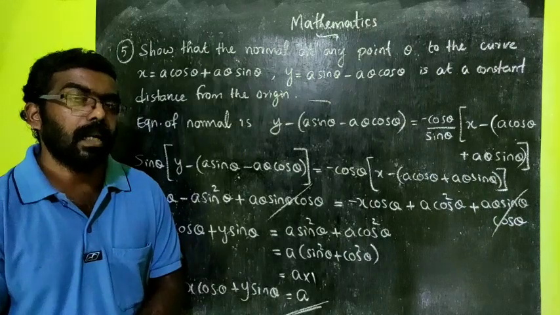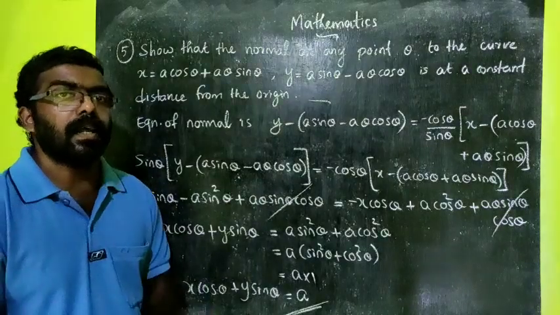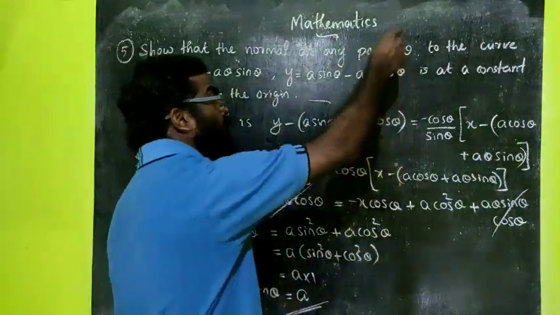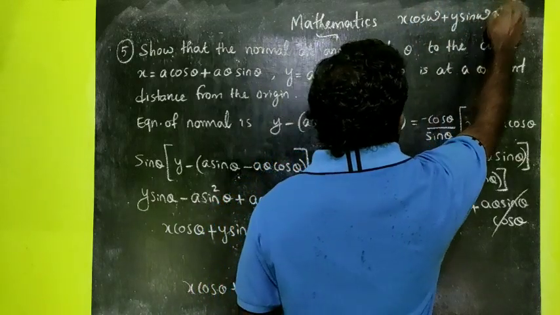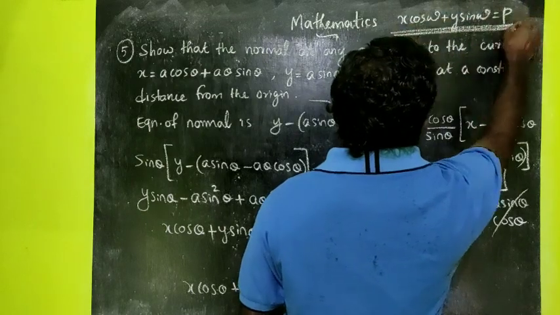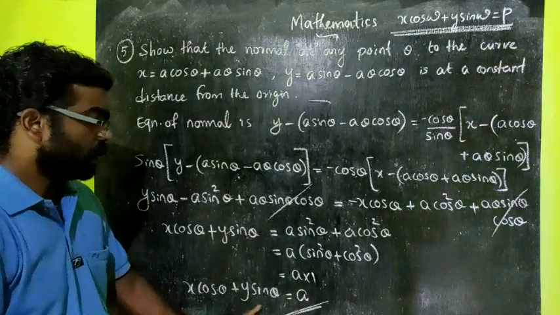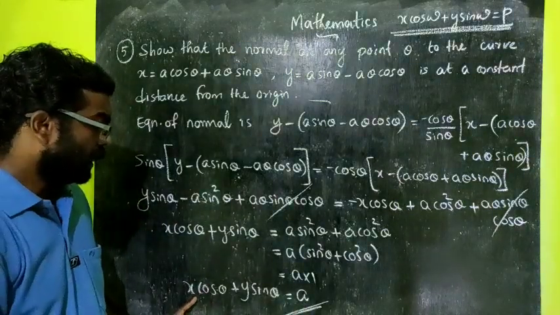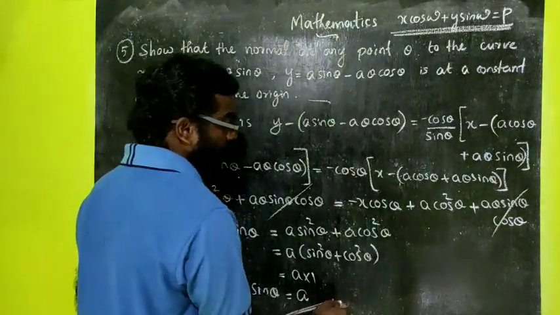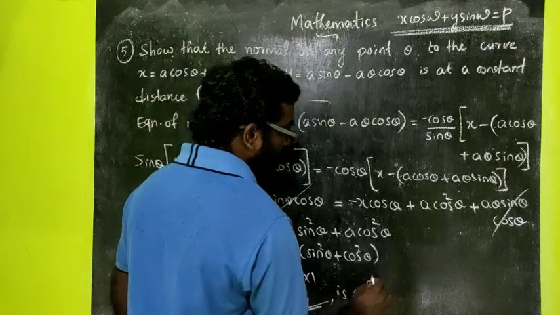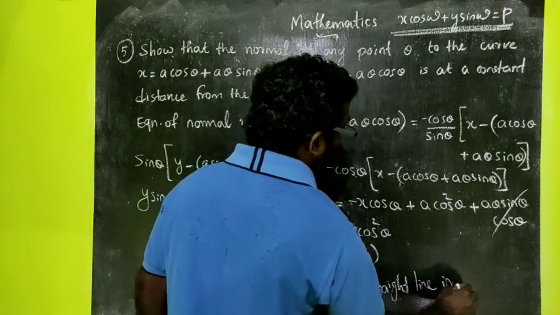Okay, as we have learned in 11th standard, the chapter straight lines. Okay, the equation of a straight line in normal form is what? x cos omega plus y sin omega is equal to p, where p is the distance from the origin. Okay, so here we got the equation of the normal as x cos theta plus y sin theta is equal to A, and clearly it is a straight line in normal form.